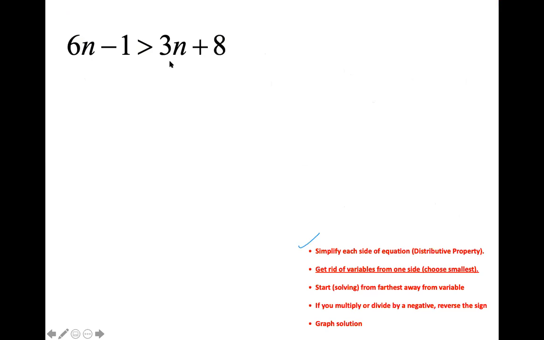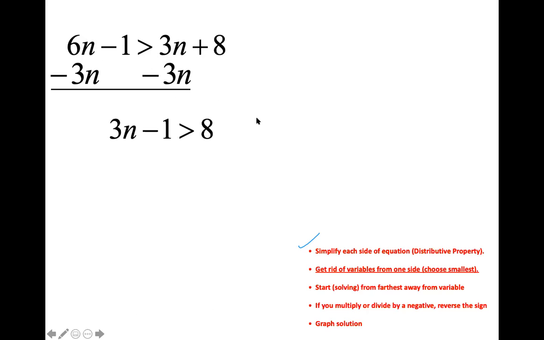So remember, we always choose to move the smaller of the two. And remember, we move it through addition or subtraction. So there's no necessity to flip the inequality because I'm subtracting 3n. It's only when you multiply or divide by a negative number. So I'm going to subtract 3n from both sides. I chose to move the smaller of the two. 6n minus 3n is 3n. And then the rest is the same.